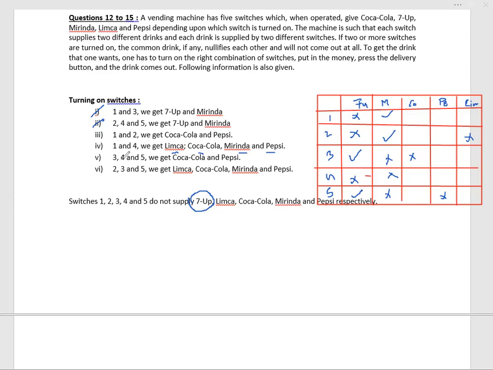Okay. Coke. 1 and 2 gives us Coke. 1 and 4 gives us Coke. Among these two, what is common? 3, 5. 1 and 2 gives us Coke. 1 and 4 gives us Coke. So definitely 1 gives us Coke. And 1 and 3 do not give us Coke. So that means actually 1 and 3 both gives us Coke.